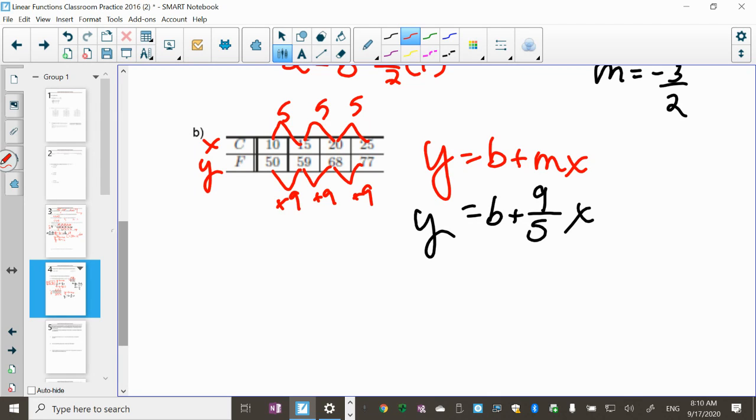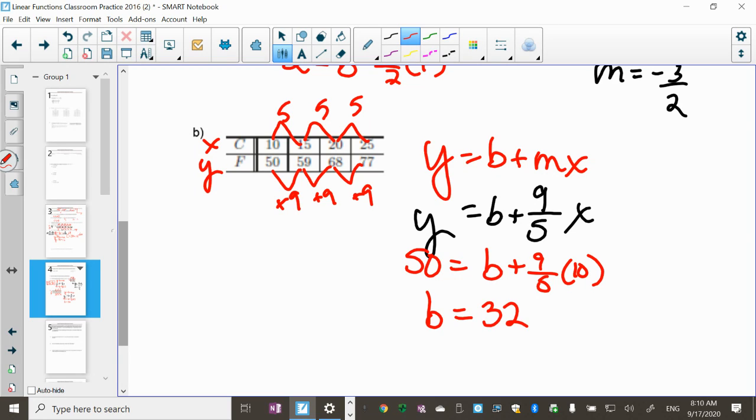10 over 50, I would pick that. So in the Y spot, I'm going to put 50. In the X spot, I'm going to put 10. So multiply 9/5 by 10, and then you say 50 minus that. So what does B come out to be? $32.